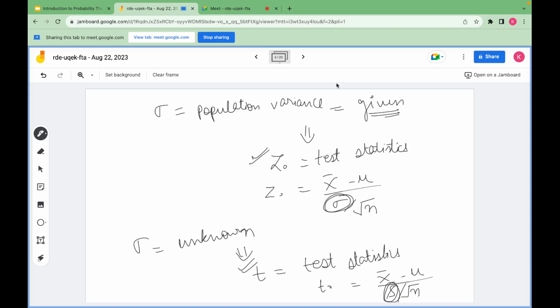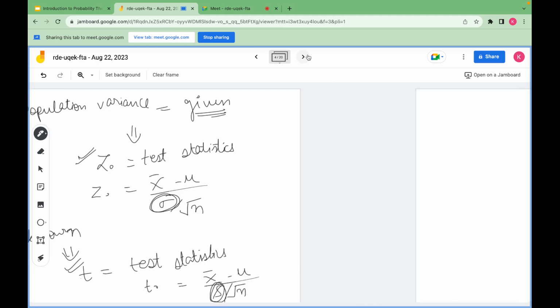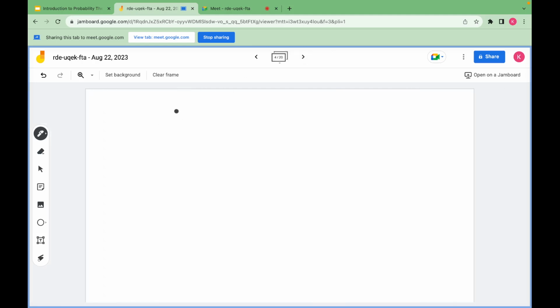Okay, fine. One more question. How to select the right-tailed or the left-tailed? Okay. See, when we have our null hypothesis like this, then we will use a two-tail test, right? Is this clear?